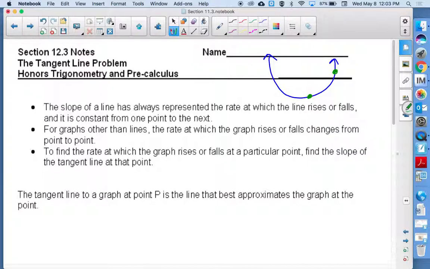And that's really what slope is. The slope is the steepness of a graph, the steepness of a curve. So if it's a curve, it's going to be different for every point on that curve.